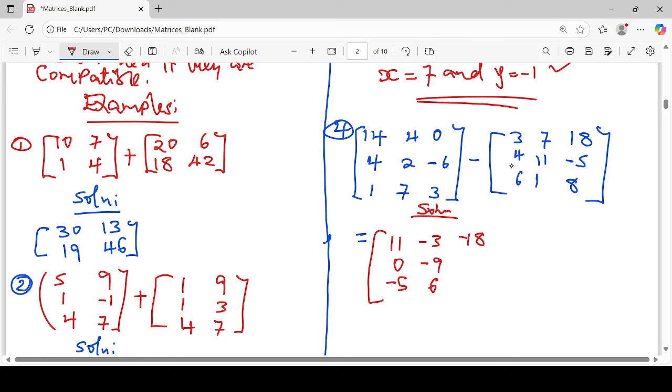Negative 6 minus negative 5. Learners, take note of that. Minus negative 5 becomes positive 5. So that can be read as negative 6 plus 5, giving you a negative 1. Then 3 minus 8 gives you negative 5. So that is your answer in that case.